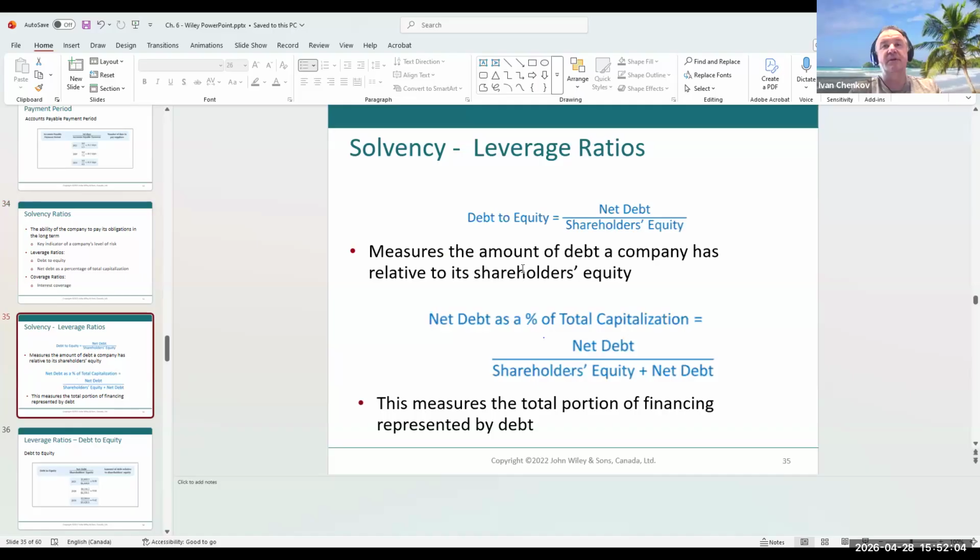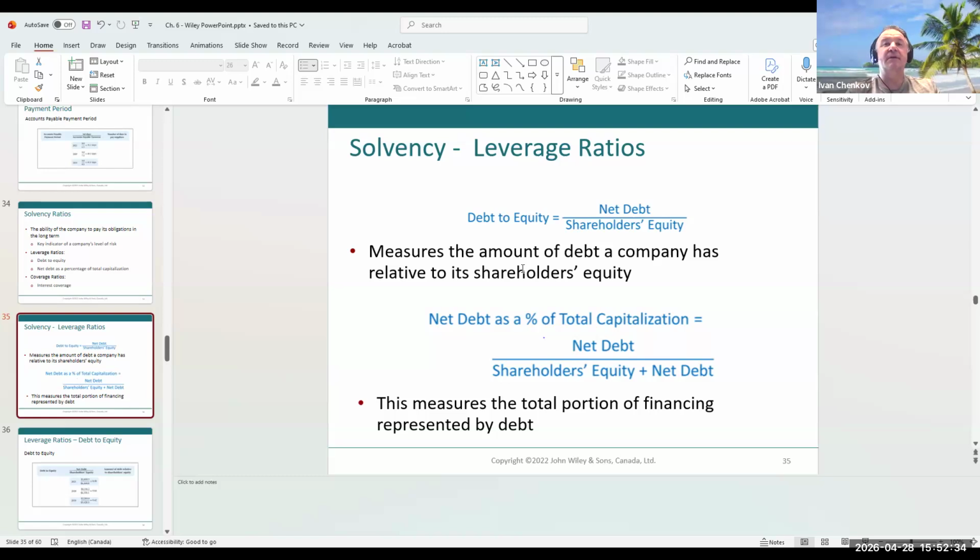Let's go with the solvency ratio. Solvency ratio will be debt to equity. Simply, how much is the net debt versus shareholders' equity. That will be measured. Again, those will not be tested in the quiz, but we're going to explain them anyway, because you might need some of those for the assignment that you have to do in class.